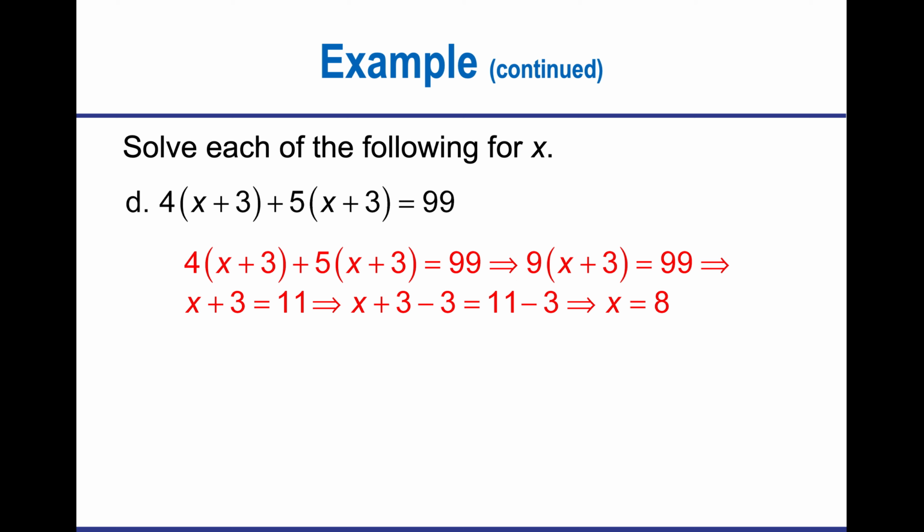So I'm going to combine my 4x and my 5x, and that's going to give me 9x. And then I'm going to combine my 12 and my 15. And then once I have all of that done, I've simplified the left-hand side as much as possible, and I'm going to solve for x.